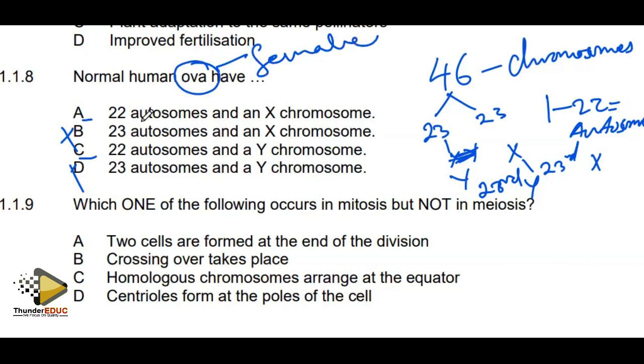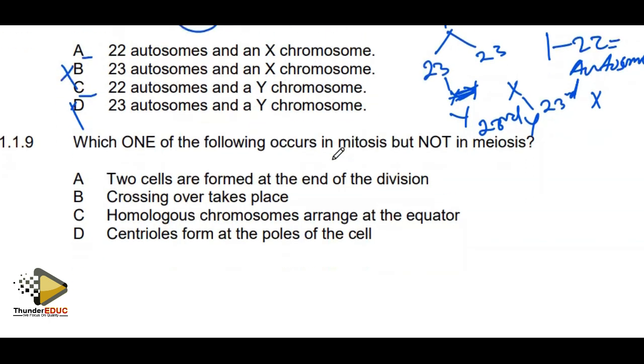Yes, if it is a female, female can't have Y. They're always having X. So it means that the answer is going to be X, and 22 autosomes and an X. It can't be 22 autosomes and a Y. Then it is going to become a male. It's going to become a sperm. So basically it is an ova. It is not a sperm.